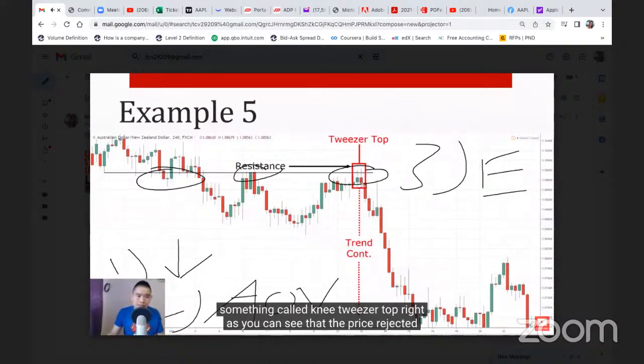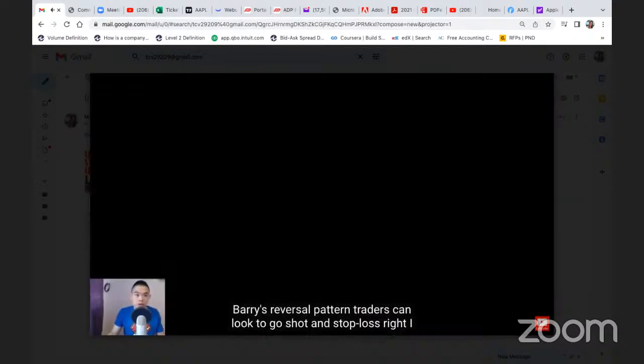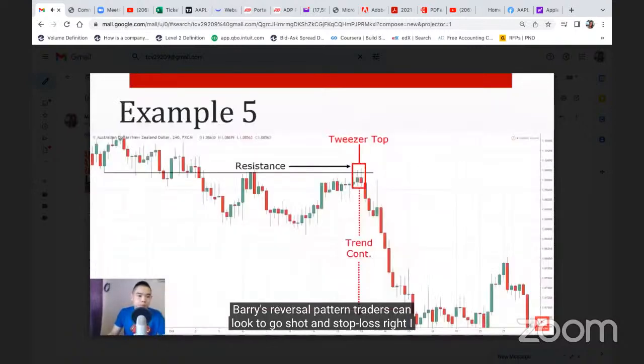I think we got something called the tweezer top, right? So you can see that the price rejected the highs over here one time, and it rejected here a second time, right? And finally closing near the low. So this is a tweezer top bearish reversal pattern. Traders can look to go short, and stop loss, right?